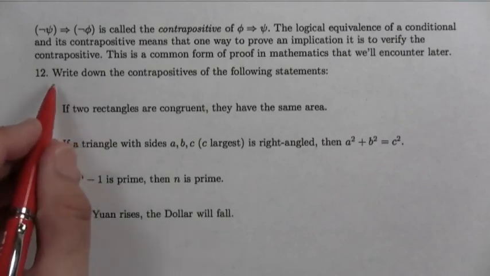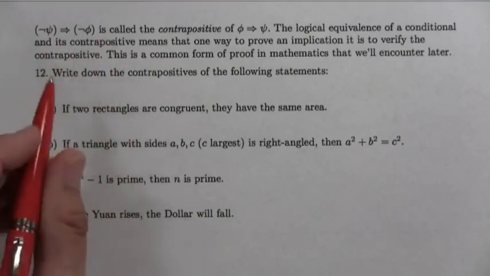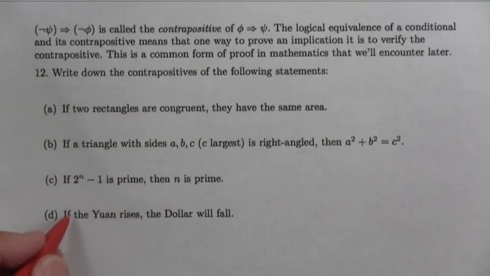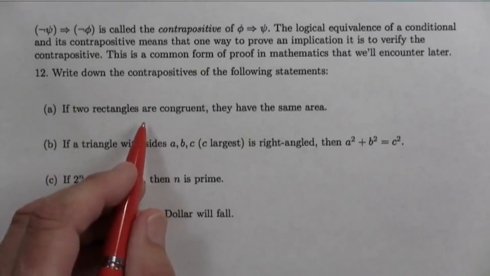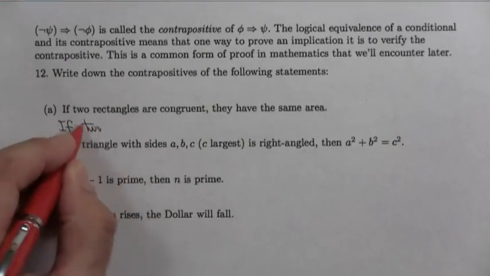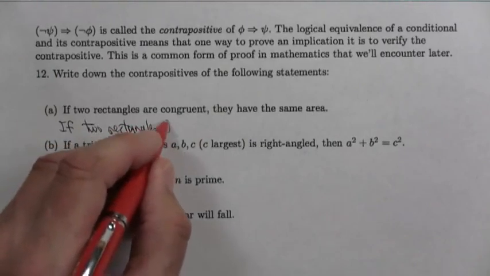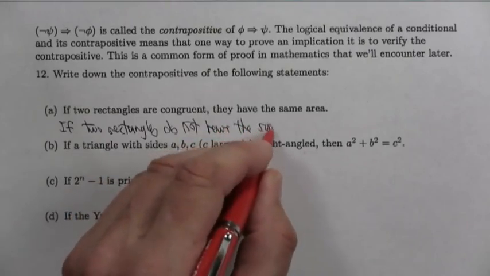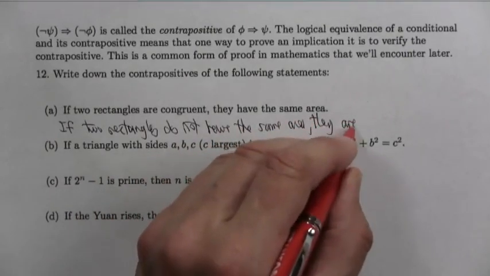Okay, the next one I want to look at is question 12, and that is talking about the contrapositive. These are the four statements that we have to write down the contrapositives of. So if two rectangles are congruent, they have the same area. The contrapositive would be: if two rectangles do not have the same area, they are not congruent.